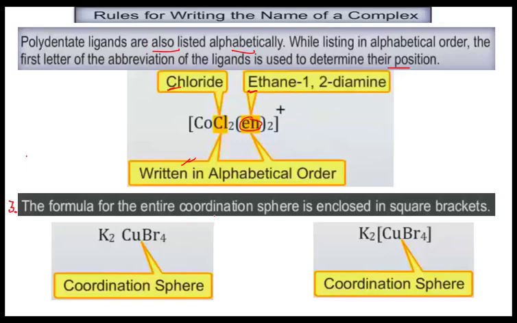The formula of the entire coordination sphere, very important, is enclosed in square brackets. This we have already discussed in case of complex species. For example, K2CuBr4 is there. So we have to write this complex in this format, that is K2 will be the counter ion, which is cation, and CuBr4 has to be written within square brackets. So this will be acting as anion, right?